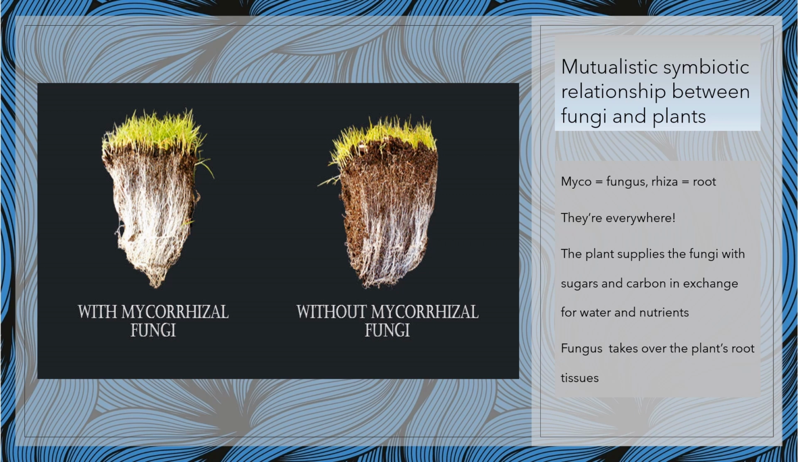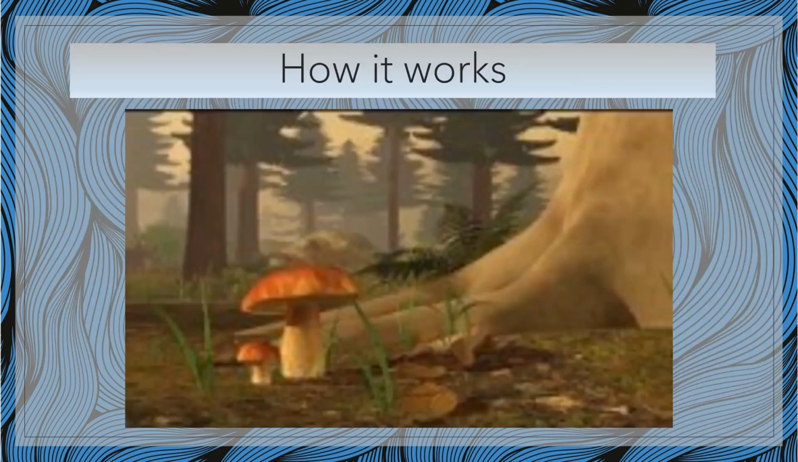The fungus will take over the plant's root system either intracellularly or extracellularly. Intracellularly means that it will actually penetrate the plant's root system, and extracellularly meaning that it covers the outside of the root system. So I have a nice little video that gives a good visual representation of how this happens on the landscape.